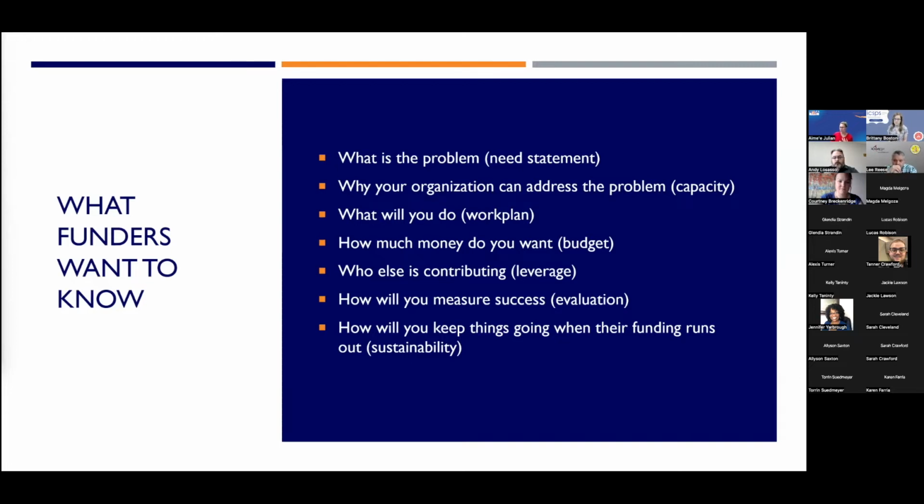They want to know why your organization can address the problem. There's a bucket of money that's going to be handed out. Why is your entity most eligible, best positioned? Why is your need in your area so significant? So they want to know what your organization can do to address the problem. Work plan, what are you going to do? Absolutely tell them what you're going to do.